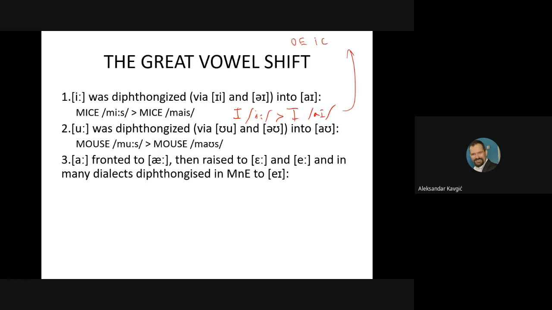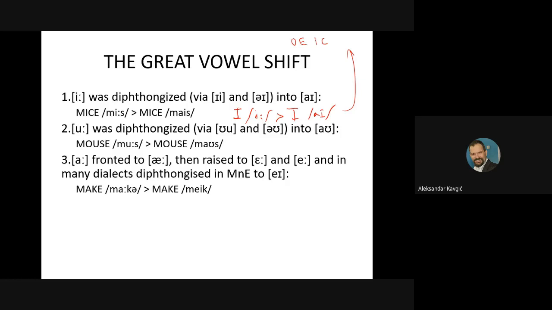So long A was fronted, and then it was raised, and in many modern English dialects, it was diphthongized. So Middle English make is actually the present day make. So make, make, and you can see what I am telling you.